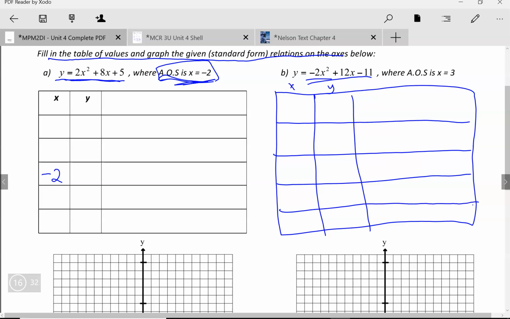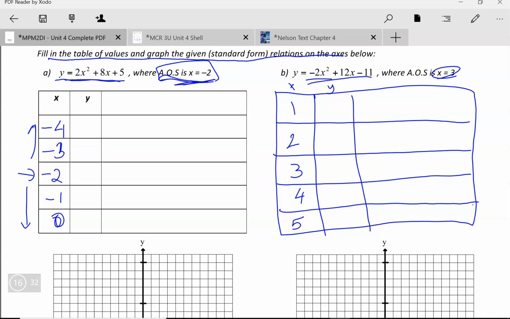The axis of symmetry, whatever that's given, always goes pretty much in the middle of the table. And when you're taking the other x values, you're going to take points that are around the axis of symmetry. So again, the axis of symmetry is the middle value, and then you go 2 in one direction and 2 in the other direction. So this would be like -3, -4, -1, and 0, or 2, 1, 4, 5. And those are the x values you're going to take.